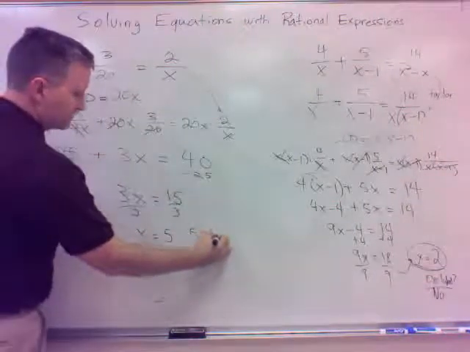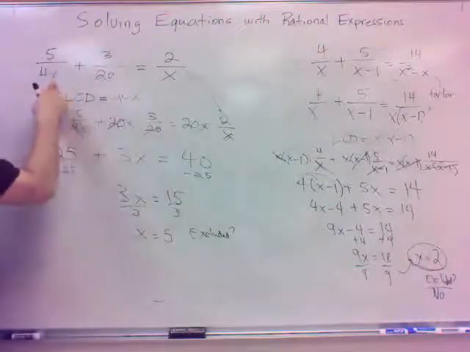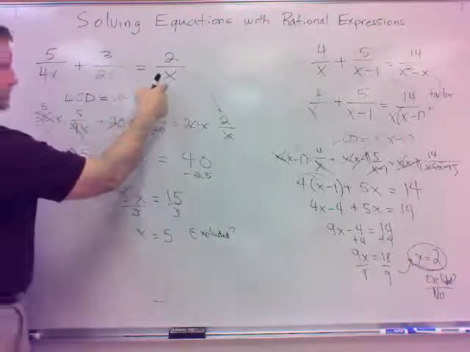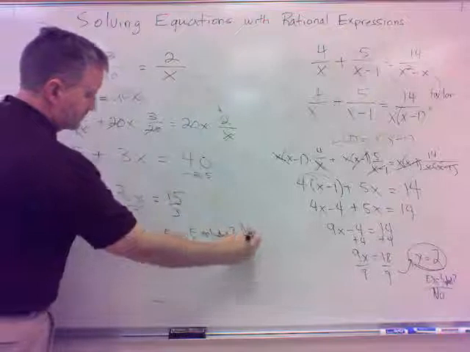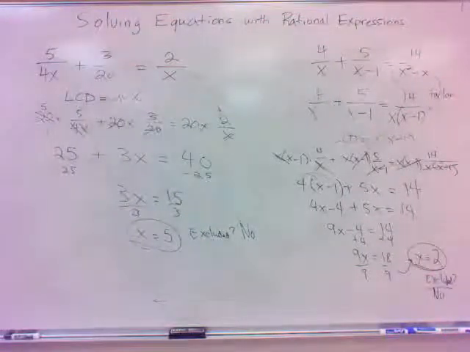Check to see if that's excluded. 5 would not make that denominator 0, nor would it make that denominator 0, so no, it's not excluded. It is a good, solid answer there. 5 is your answer for that one. Okay?